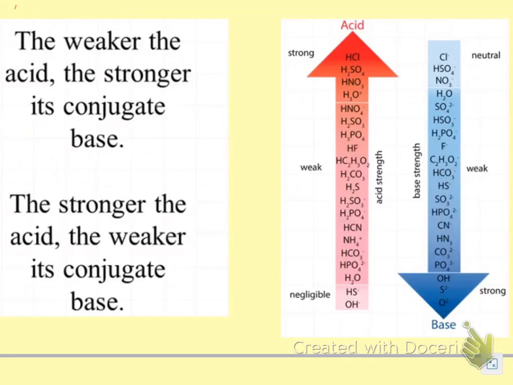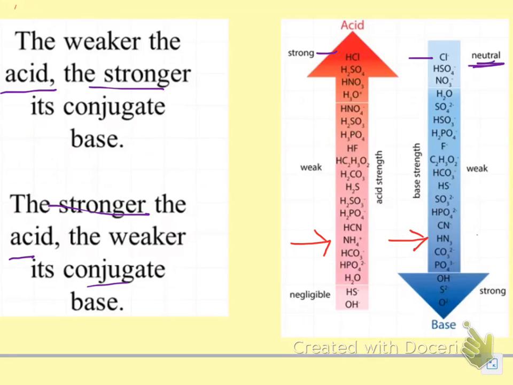Okay, so the last thing we're going to talk about relative to bases here is that the weaker the acid, the stronger its conjugate base. And the stronger the acid, the weaker its conjugate base. So if I look here at something like ammonium, its conjugate base, which is relatively weak, is going to be pretty strong. But if I look up here at HCl, a very strong acid, its conjugate base is so weak that it's actually considered to be neutral.